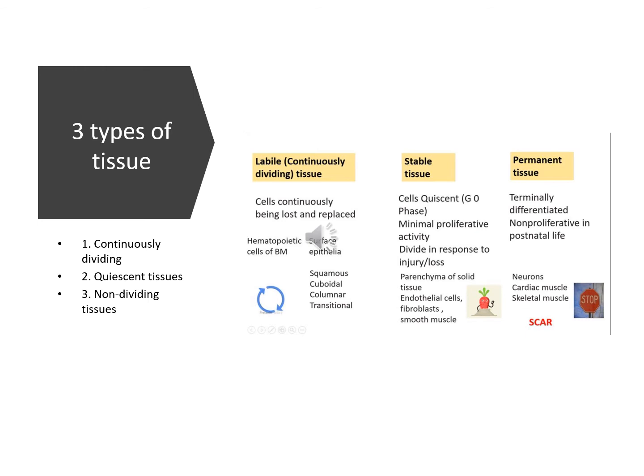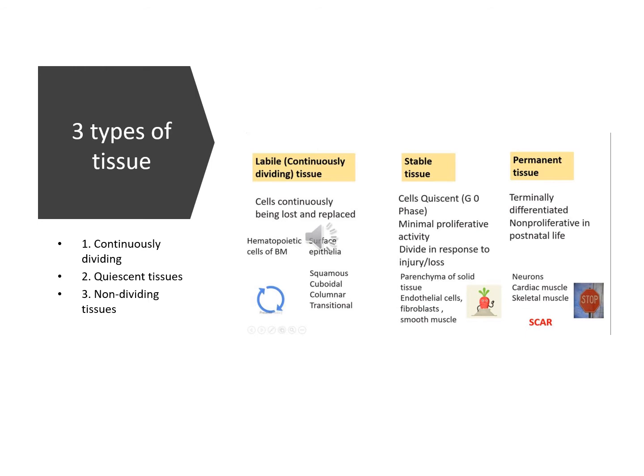Then we've got our stable tissue or quiescent tissue, never say that word. So that has a minimal proliferative activity. It can proliferate, it can replace, but it's not as prevalent as the continuously dividing tissue. So then you've got your smooth muscle, things like that, endothelial cells, fibroblasts, and usually that only happens when there's been an injury of some sort.